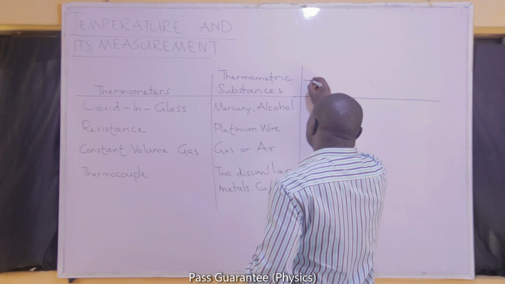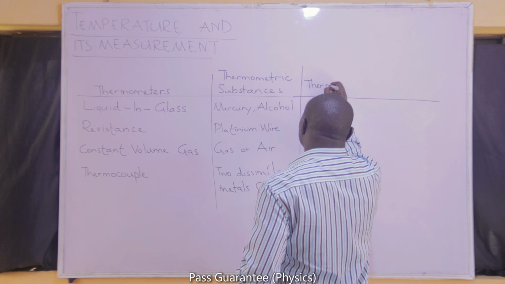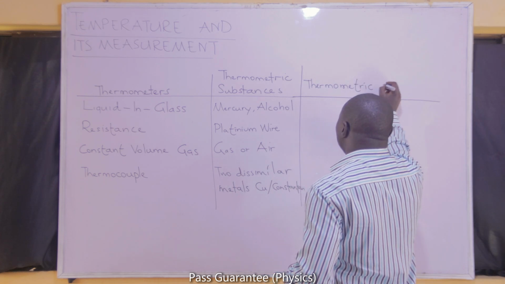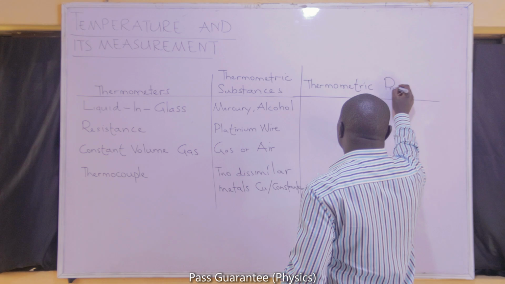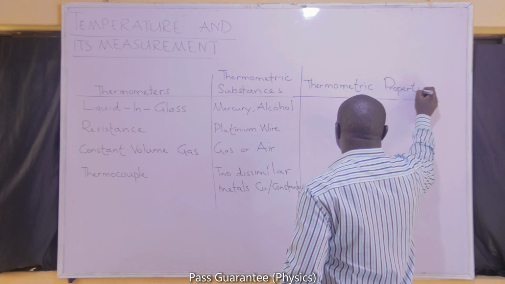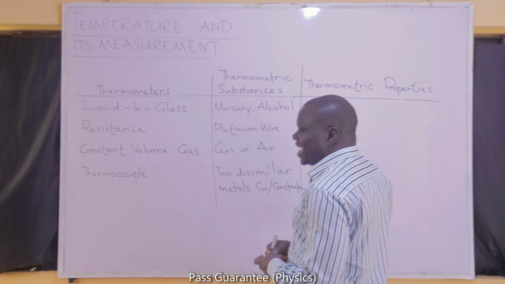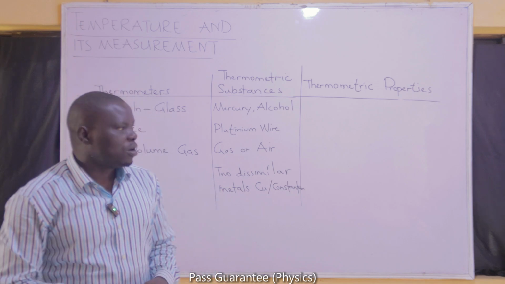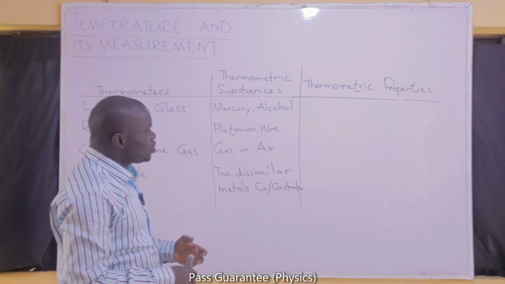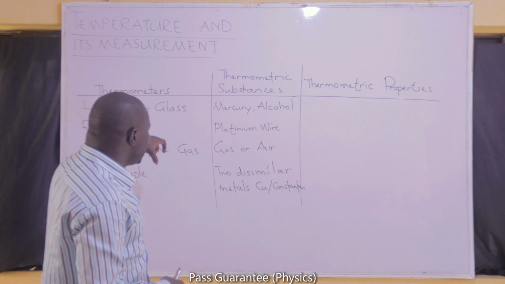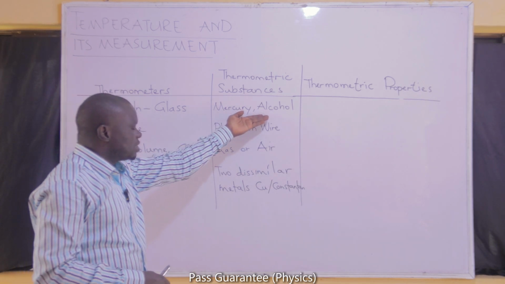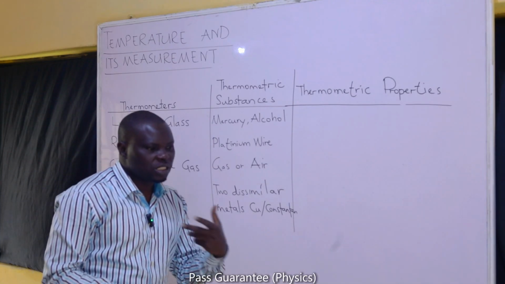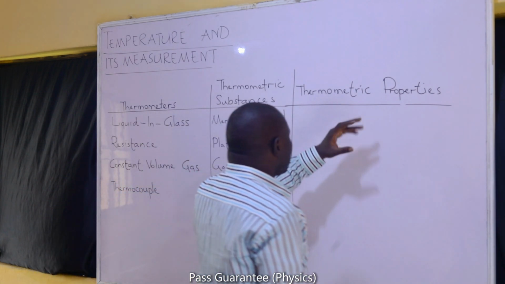Now, we want to look at another parameter in a thermometer that we call the thermometric property. I told you earlier that any measurable change that can be created in a substance can be used to measure temperature. The property of these substances that changes with temperature and can be used to measure the temperature is what is called the thermometric property.